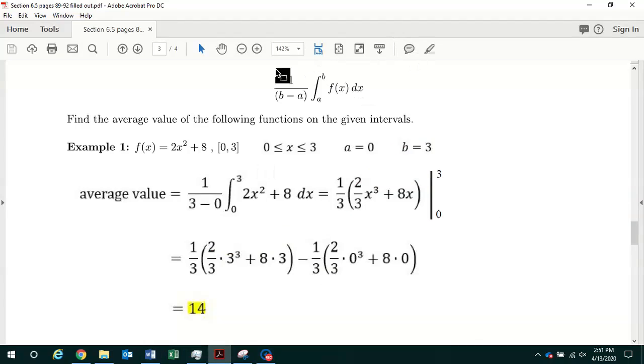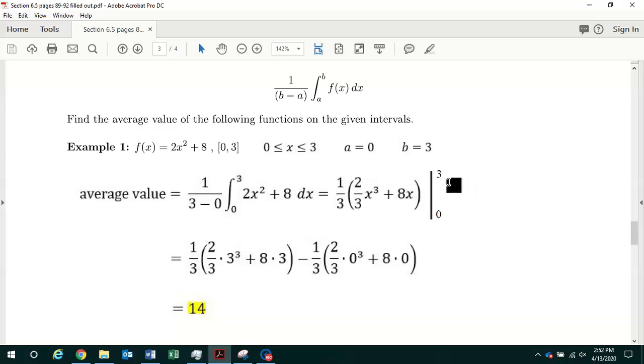So using the formula up here, we plug in for a, b, and f of x, and we see that the average value of the function on that interval is 1 over 3 minus 0 times the definite integral from 0 to 3 of 2x squared plus 8 with respect to x. Now, we don't have to use the U substitution method here. We can just use the basic rules of antidifferentiation. 1 over 3 minus 0 is 1/3. The antiderivative of 2x squared is 2/3 times x cubed, and the antiderivative of 8 is 8x. And the limits of integration are 0 and 3.